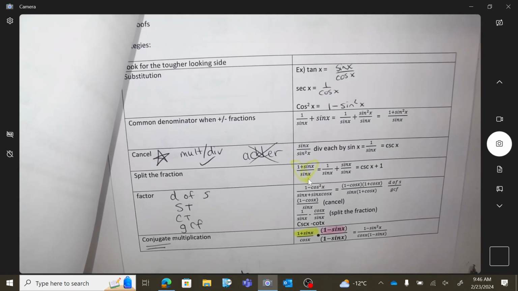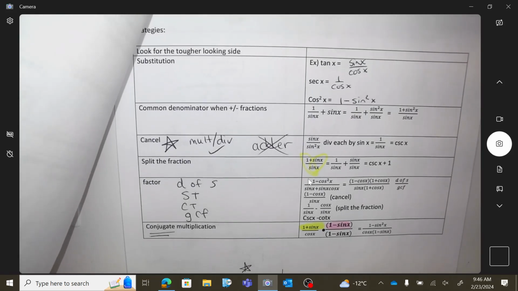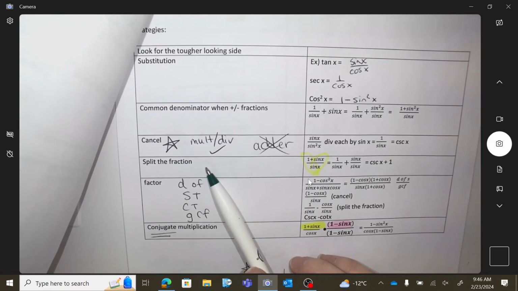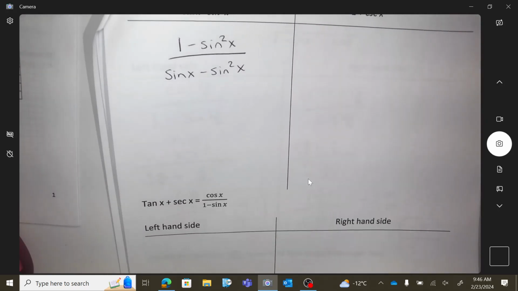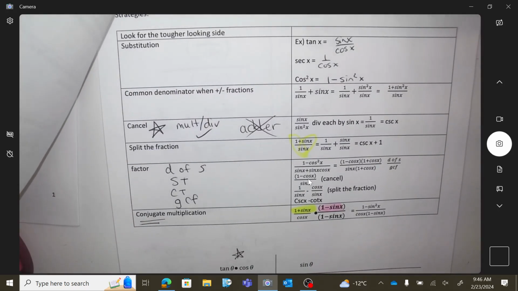Can you add or subtract fractions with common denominators? Can you cancel anything? No. Those are adders. Split the fraction? No, I can't because I have multiple bottoms. You can only split a fraction with one denominator. Can you factor anything?